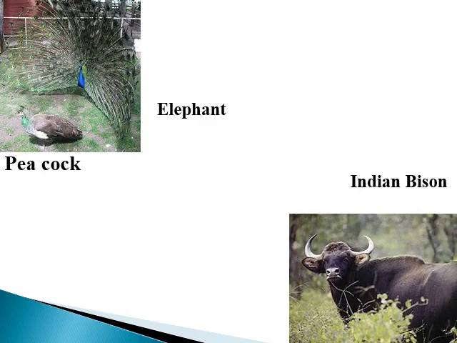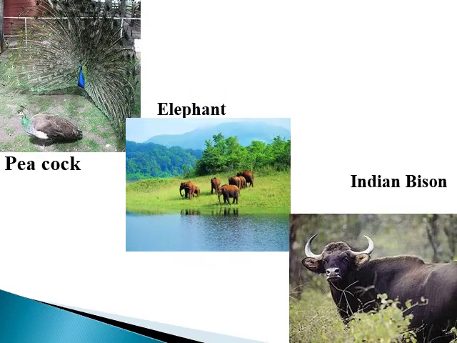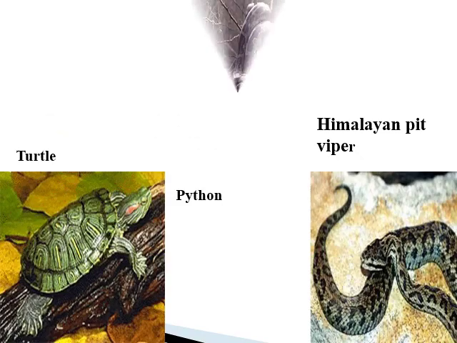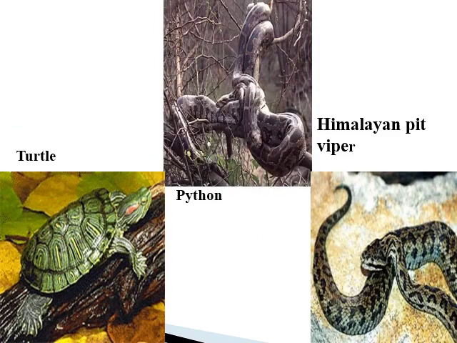Number one, you can see the peacock. Number two, you can see the elephants. And number three are Indian bisons. In this slide, you can see the family of antelopes, in which you can see the blackbuck, Indian gazelle, and nilgai. If we talk about the different reptiles of this area, you can see turtles, python, and Himalayan pit vipers.